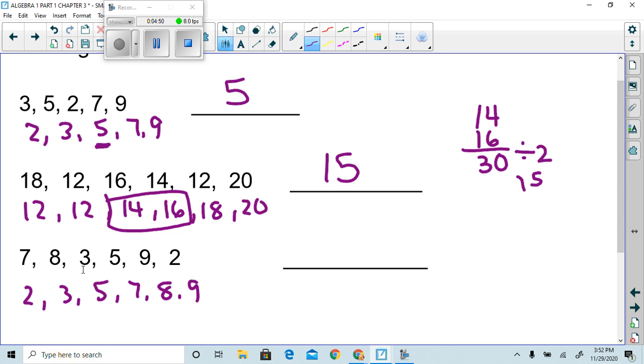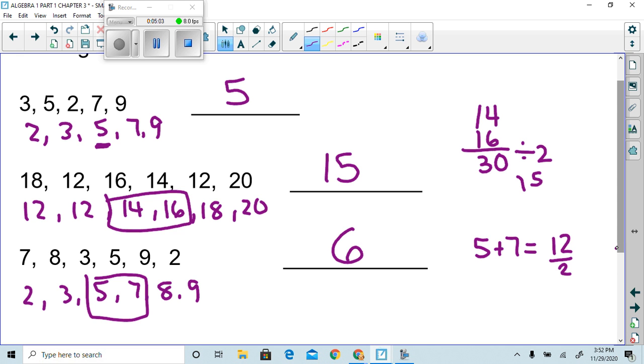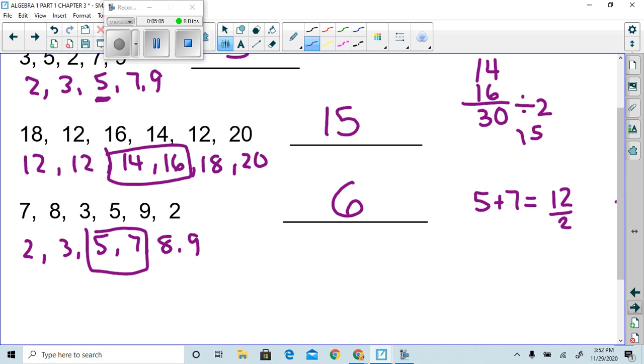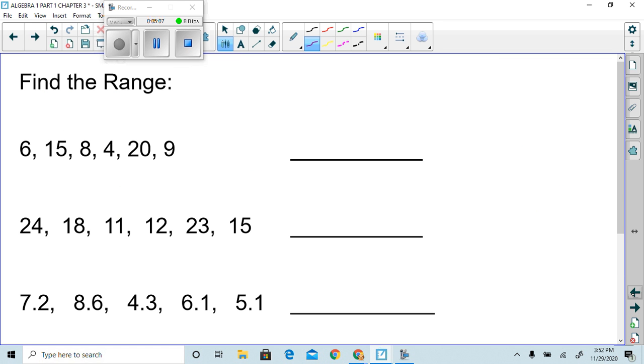I have 6 items, which means I take these 2 in the center and I will add them, and then I'll divide by 2, and there's my median. Again, going over all of these one at a time just to reinforce them.